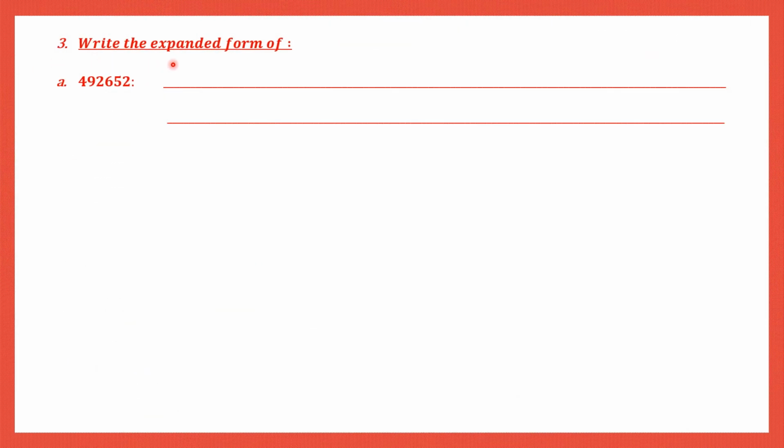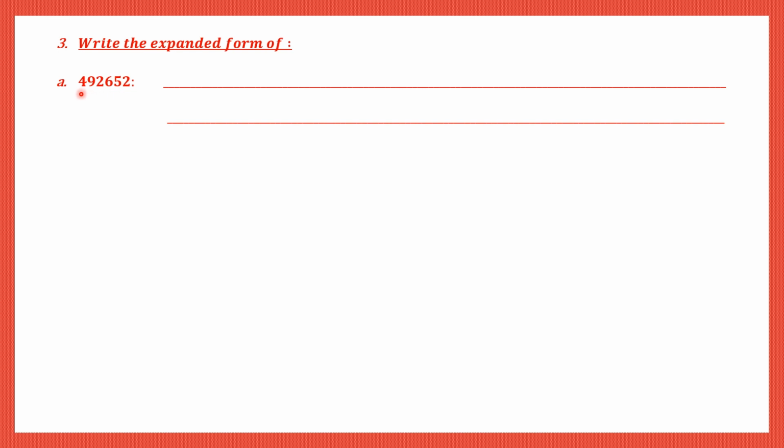Question 3. Write the expanded form of these numbers. So what we have to do is we just have to write the place value of each digit in this number to expand it. So let's begin with the extreme left. The digit on the extreme left, which is 4. So we have to write the place value of 4. So we can take it all in the Indian system, or we can take it in the international system and write it as it is.